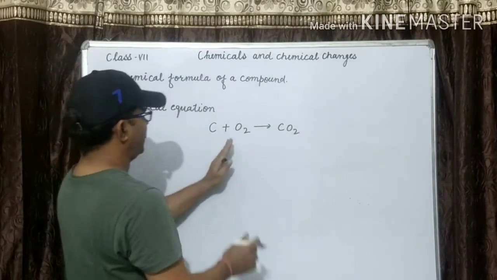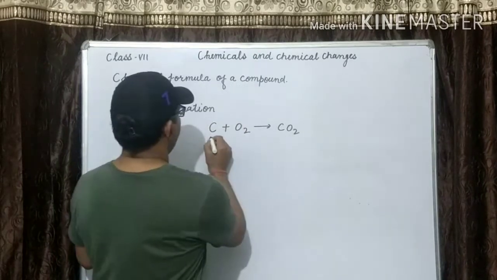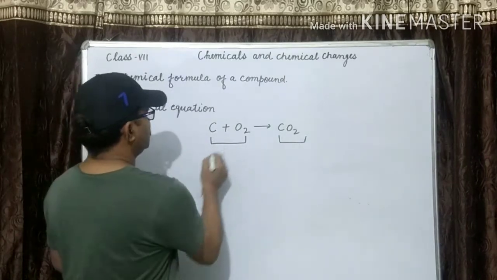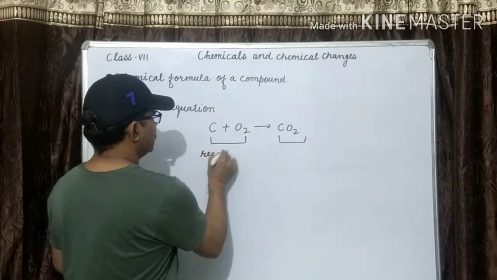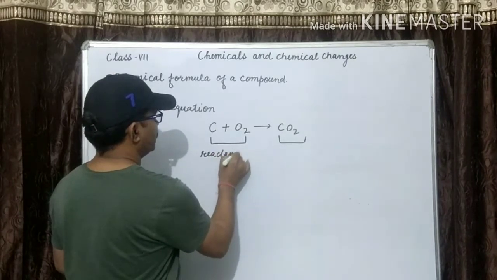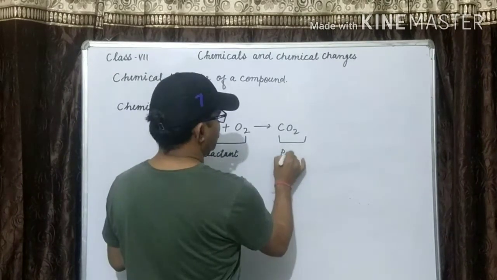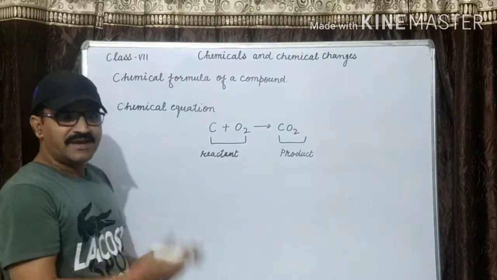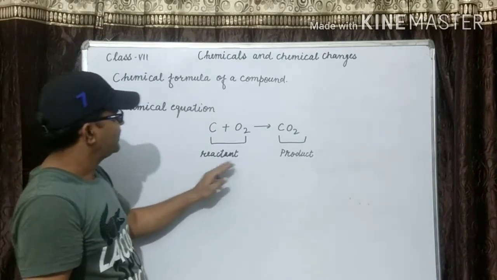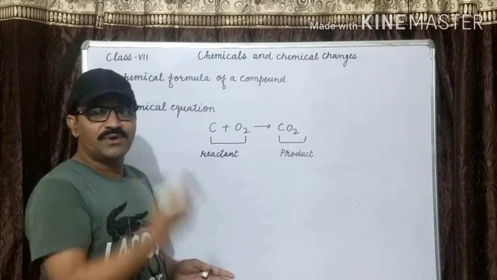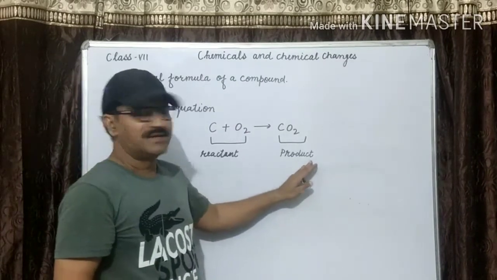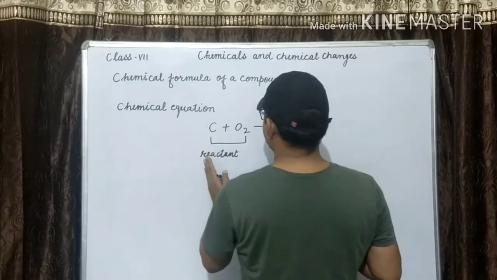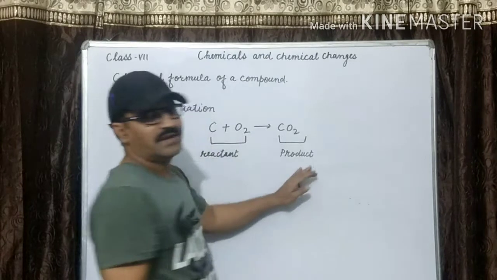A chemical equation tells us about the reactants and products. Now you see, first of all, the left hand side. You stand here, this is the left hand side, and this is the right hand side. This is known as the reactant, and this is known as the product. The chemicals that react are known as the reactants, and the chemicals that are produced are known as the products. Clear? So on the left hand side there are the reactants, and on the right hand side there are the products.